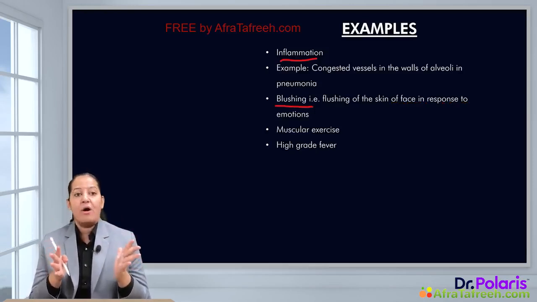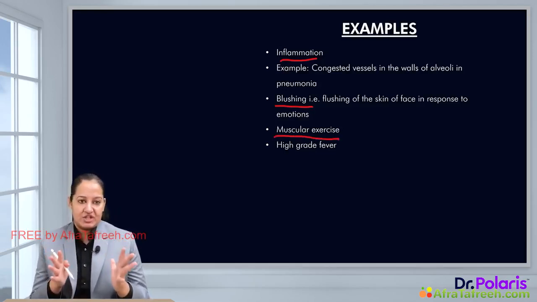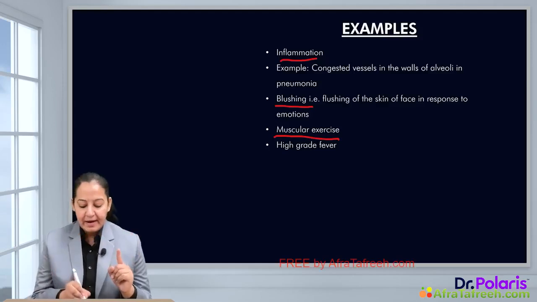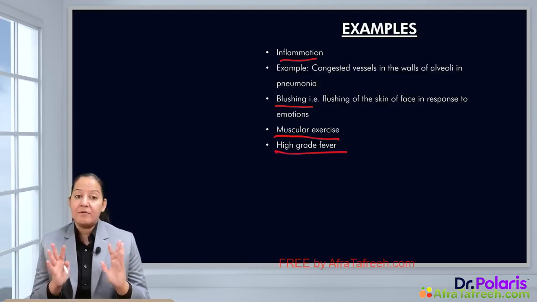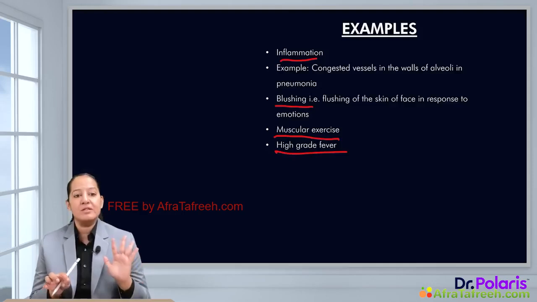The arteries of the face undergo vasodilatation. It is known as blushing. During exercise, the person looks reddish because of the dilatation of the cutaneous arterioles and arteries. In high-grade fever, the person becomes reddish because of, again, the cutaneous arteriolar vasodilation. These are the examples of hyperemia.